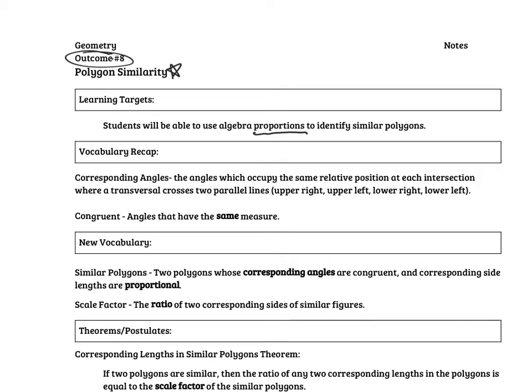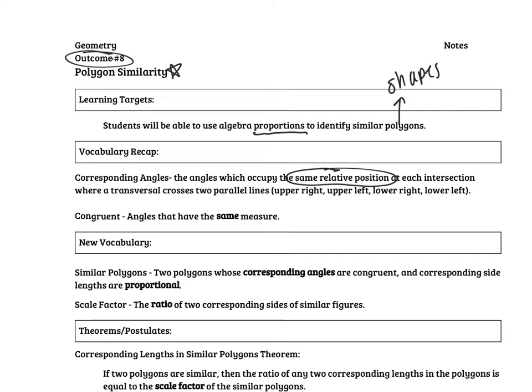So first of all, remember that polygons just are shapes. That's just a fancy word for shapes. Okay, and then we are going to look at some vocab that will be kind of a review for you guys. So corresponding angles is something that we have seen before. Those are angles that occupy the same relative position, which is really all that you need to remember about them.